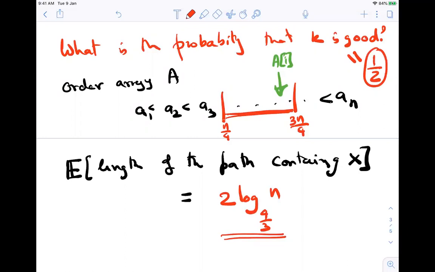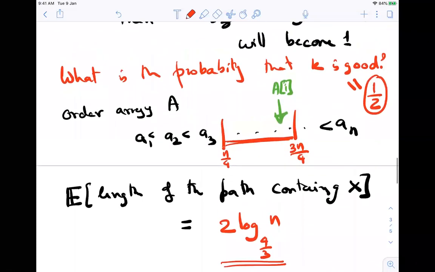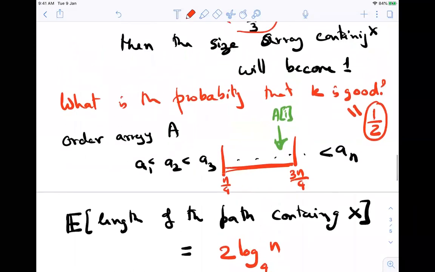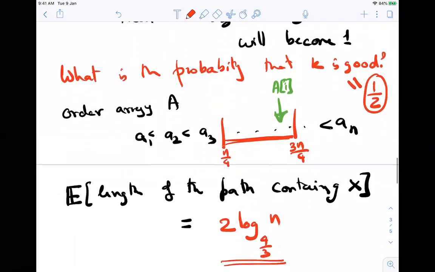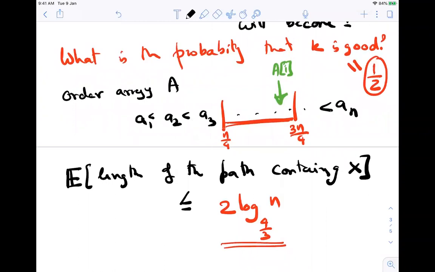right? Sir, instead of the equality, isn't there should be a less than equal to? Which one? The expected length of the path containing x, the last line. Yeah, there will be less than equal to. You're right. Yeah, I mean, since we are only interested in the upper bound, so I was not really worried about the less than or equal to or equal to.